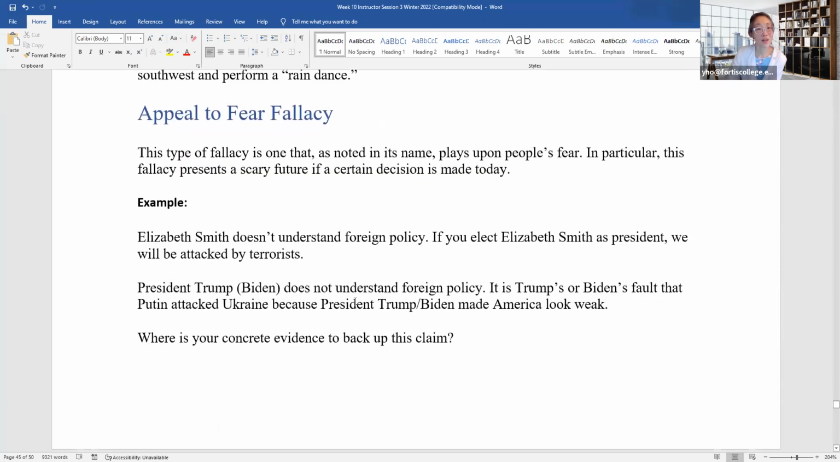And so here you have the last fallacy, the appeal to fear fallacy. This type of fallacy, as noted in its name, plays upon people's fears. In particular, this fallacy presents a scary future if a certain decision is made today. Elizabeth Smith doesn't understand foreign policy. If you elect Elizabeth Smith as president, we will be attacked by terrorists. Because all Elizabeth Smith understands is how to stay in fashion, and she just knows how to get her hair just so. I'm not going to tell you which presidential candidate they were referring to.